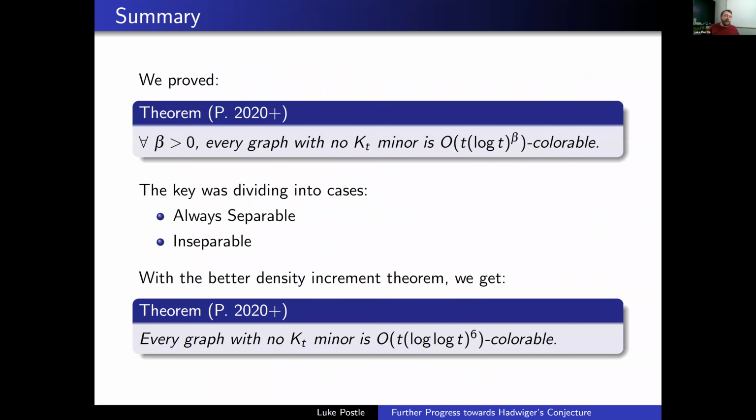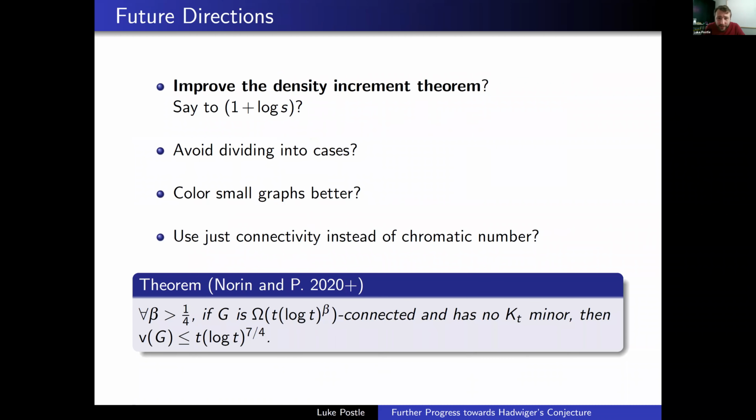And so in summary, we've proved this for every beta greater than 0. A key was dividing into these two cases. With the better density increment theorem, I could talk about, we get every graph is t log t to the 6th colorable. And here are some future directions: could we improve the density increment theorem, avoid dividing into cases, color small graphs better, etc. But I think that's where I'll end. And thank you.